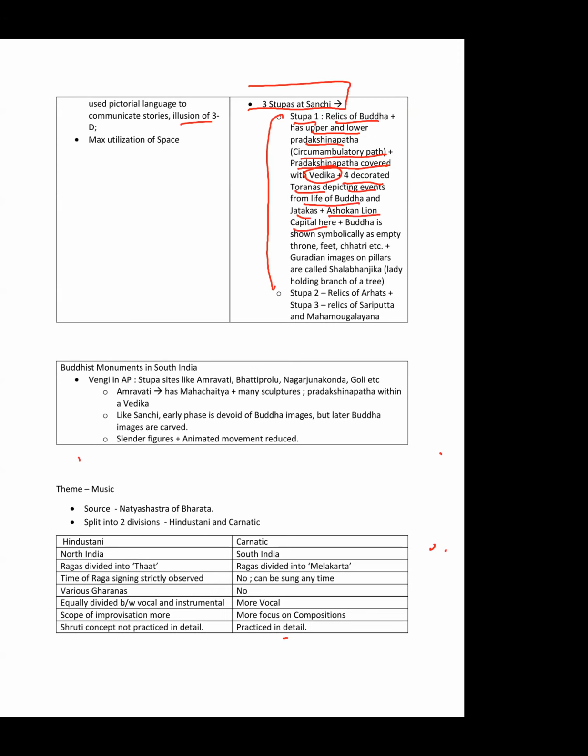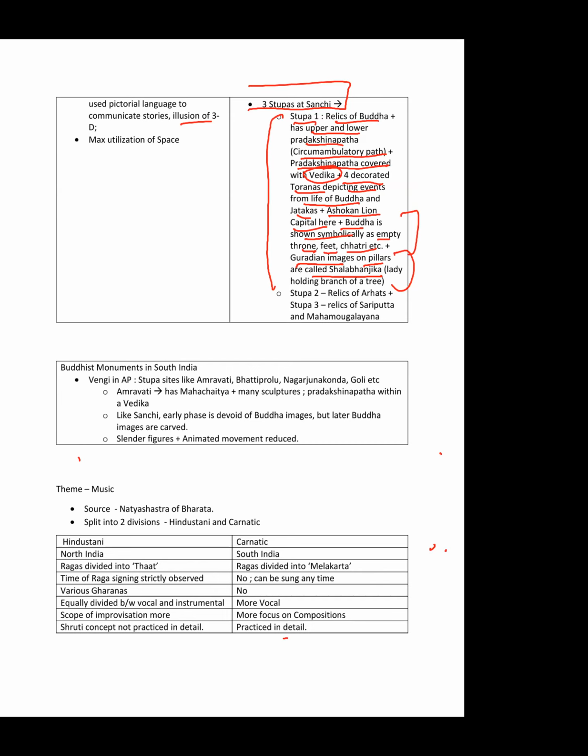These are very easy points. These are those points which you can recall and you can replicate, right? That's why I've mentioned these points here. Buddha is shown symbolically as empty throne, feet, chhatri. This can be remembered. Guardian images on pillars, they are known as Shalabhanjika, right? This can be remembered. These are 4, 5 points. Let's say a 5 marker question on Sanchi Stupa comes.